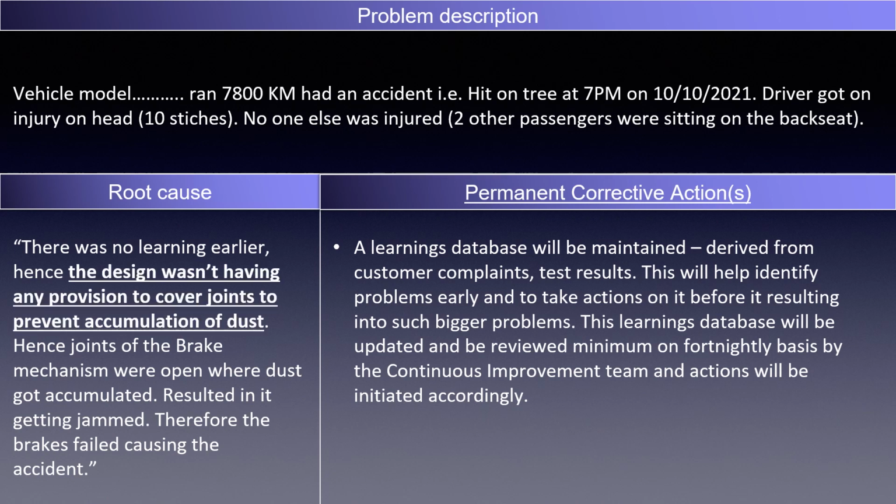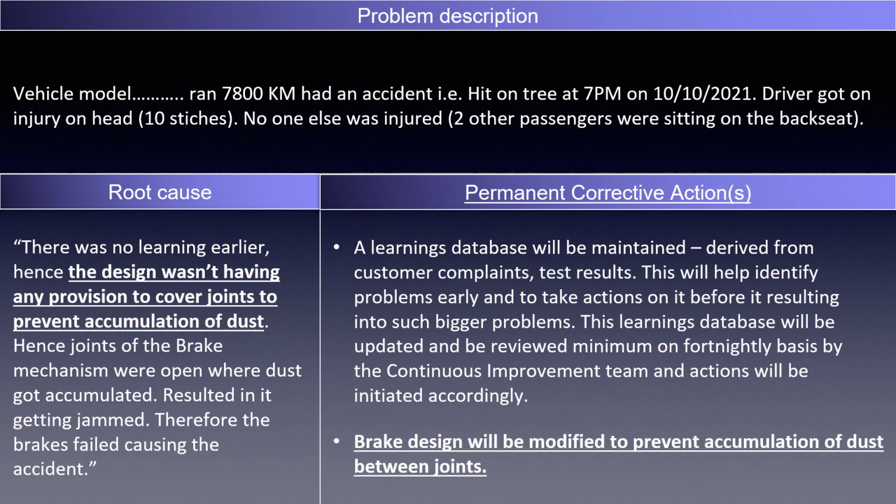And for the cause of the design not having any provision to cover joints to prevent accumulation of dust, the action can be like: brake design will be modified to prevent accumulation of dust between joints.